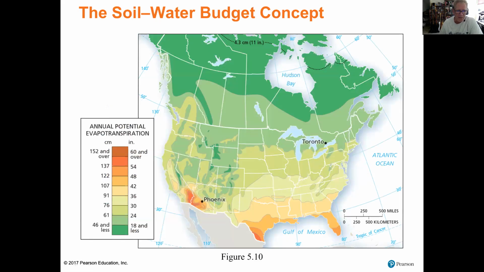Now here's the amount of annual potential evapotranspiration. As you would expect, where we get lots of rain, it's going to be higher. But notice it's very, very high up here. It's because we get very, very little rain, and so most of it evaporates. So it's going to be very high.